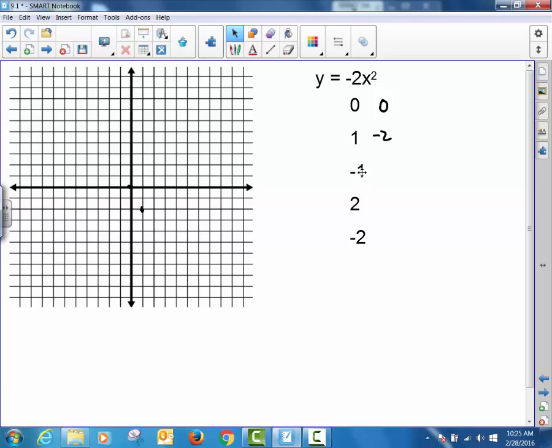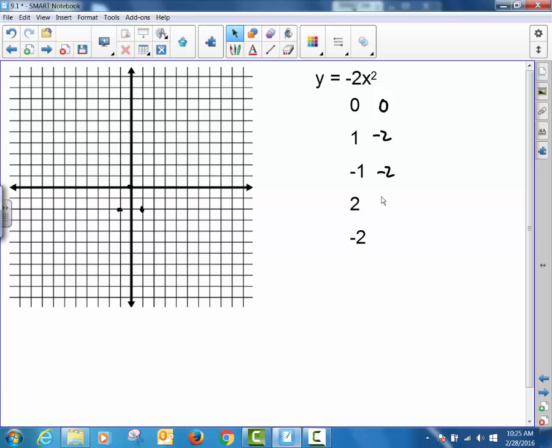Negative 1. Negative 1 squared is 1. Negative 2 times 1 is negative 2. So over here we've got negative 1, negative 2. We see a pattern developing.